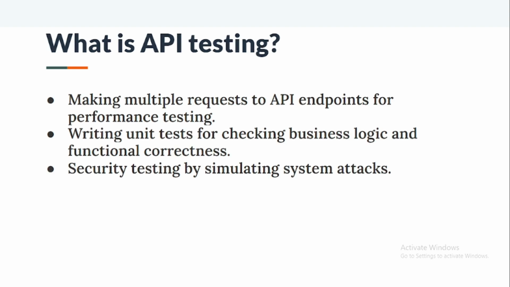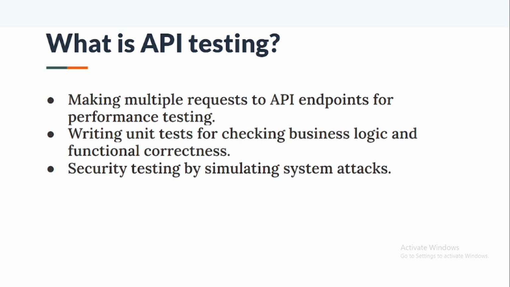So how should API testing work? That is also an important part. When you do any testing, you should focus on the fundamentals. Making multiple requests to an API endpoint is performance testing. Writing unit tests and checking the business logic and functional correctness is functional testing. And security testing, by simulating system attacks, is security testing. So here the three main components are explained.